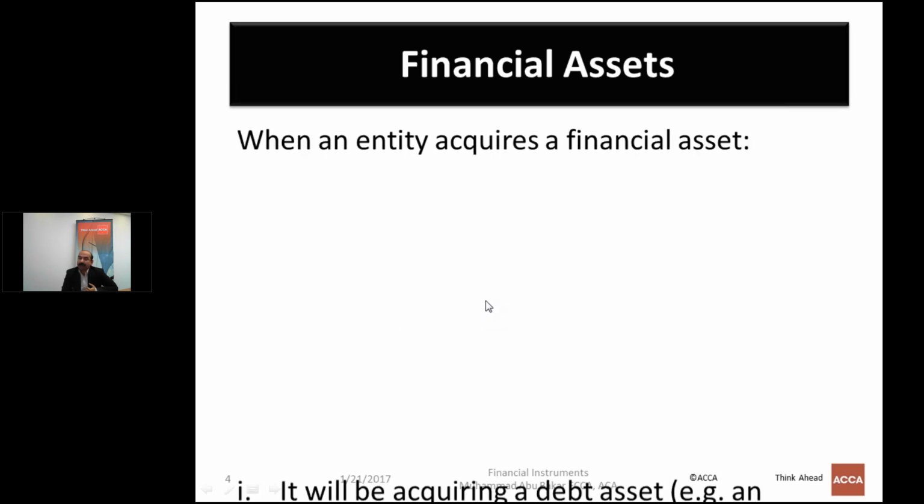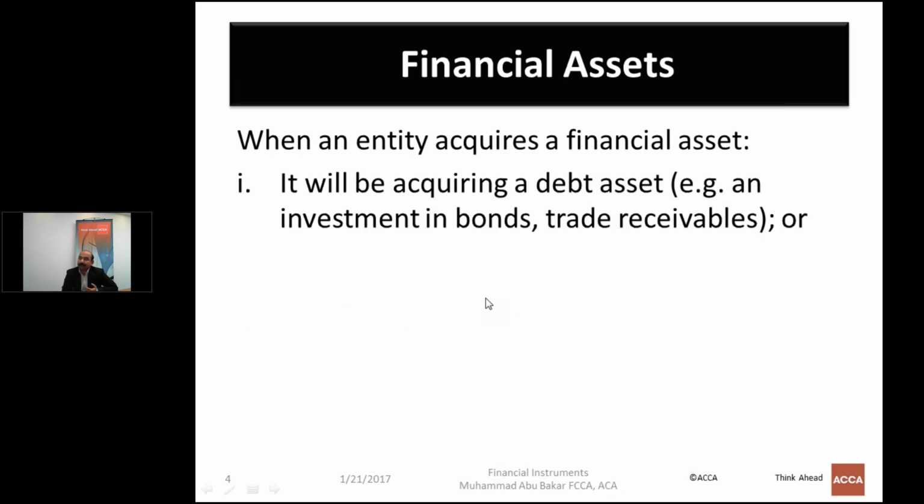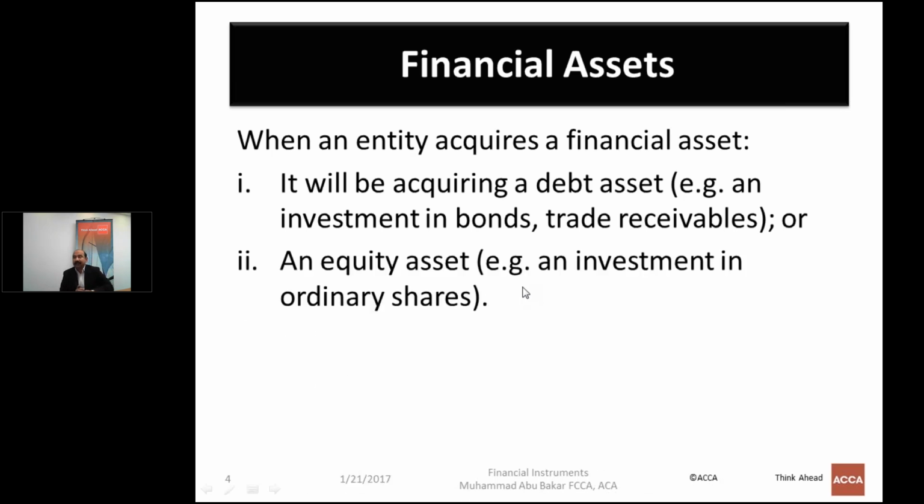When an entity acquires a financial asset, it will be acquiring a debt asset, for example, the entity may be investing in bonds or trade receivables. Trade receivable is a financial asset for the entity who made the sale. Or an equity asset: if an entity buys the shares of another entity, this will be a financial asset, but this is an equity asset in fact.